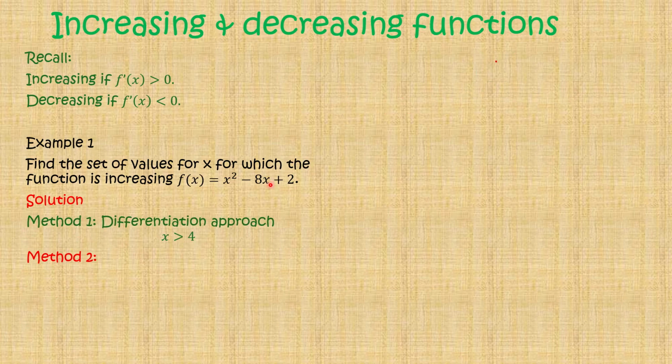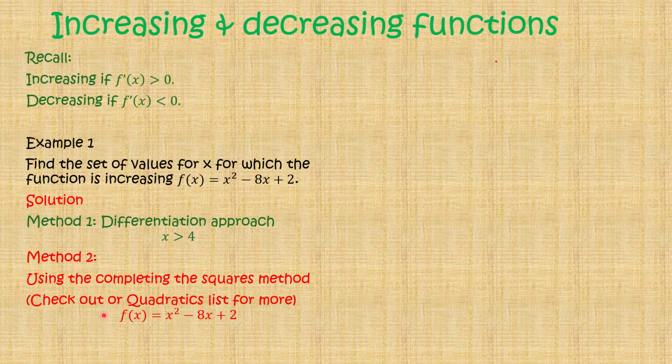Let's take a look at method 2, using the completing the squares method. I encourage you to check out the quadratics list once again, specifically the completing the squares method when dealing with quadratic equations. That could be helpful. Now, from our f of x, we can find the equivalent of this quadratic using the completing the squares method, so that we get (x minus 4) squared minus 4 squared plus 4.